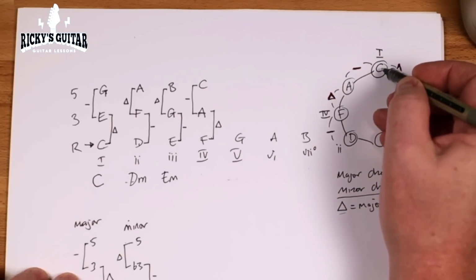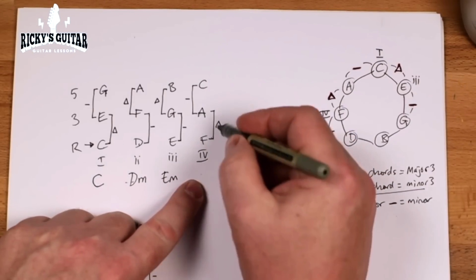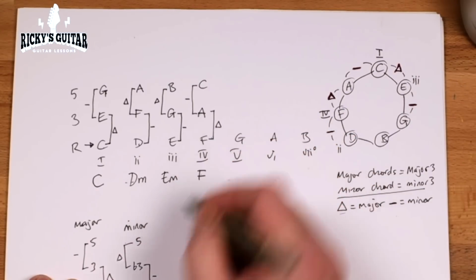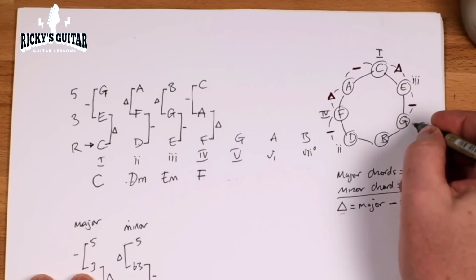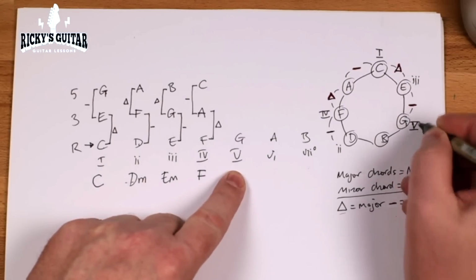F, A, C. There's my triad. And I can see that it's got a major third there, so that's just going to be an F chord. Look, the first 4 chords are revealing themselves to me. G, going from the G, this is going to be chord 5. So there's chord 5 there.